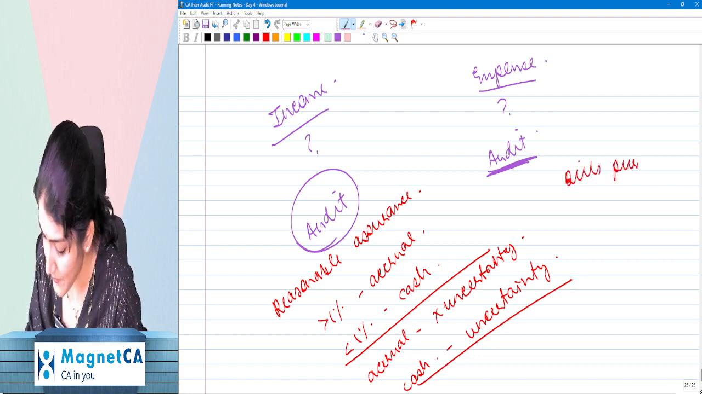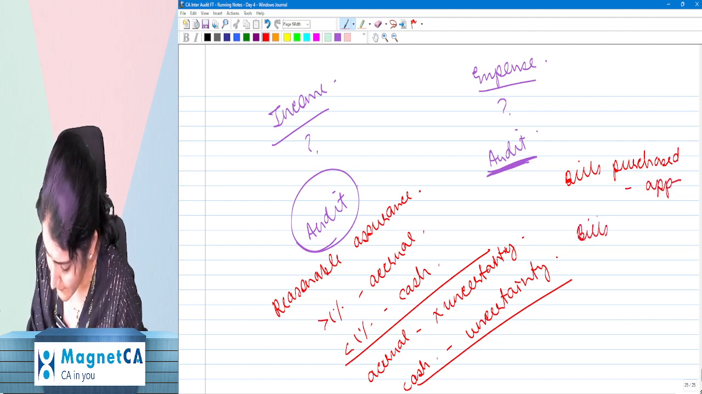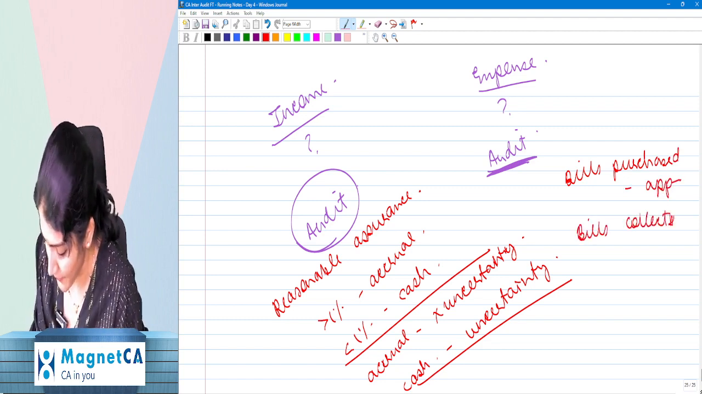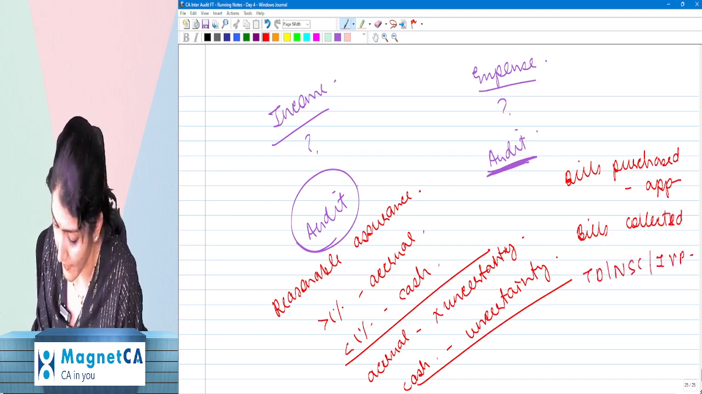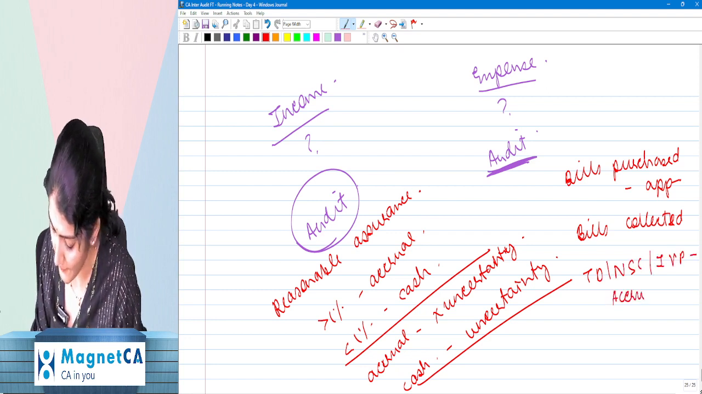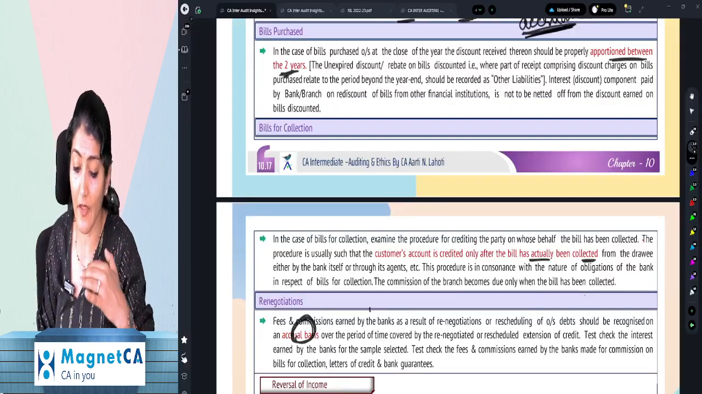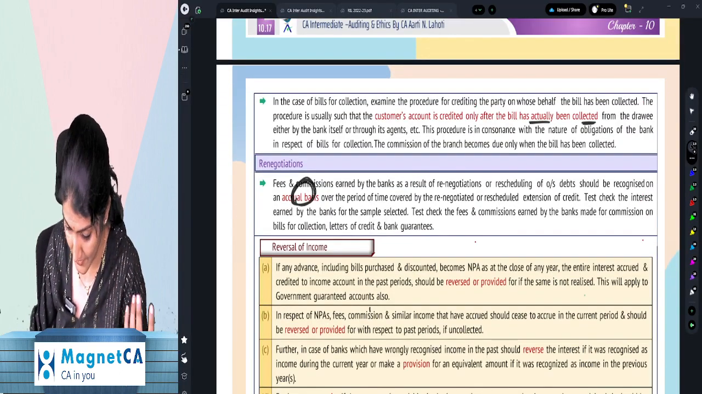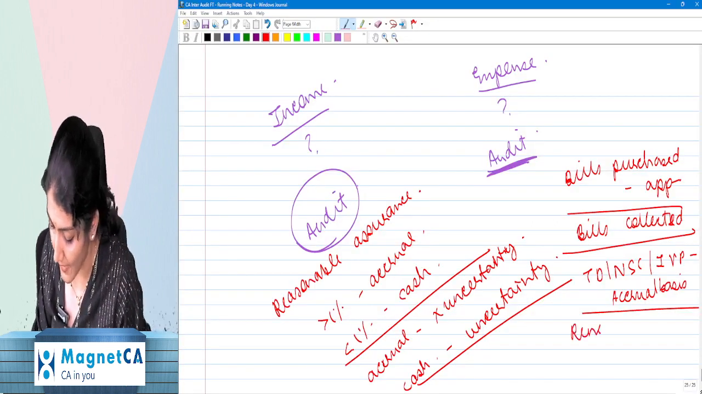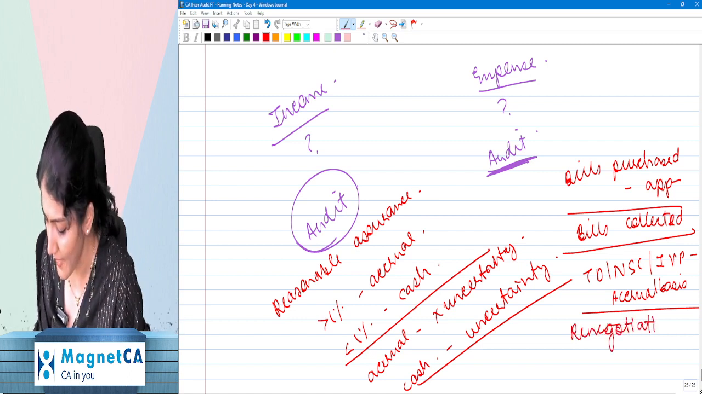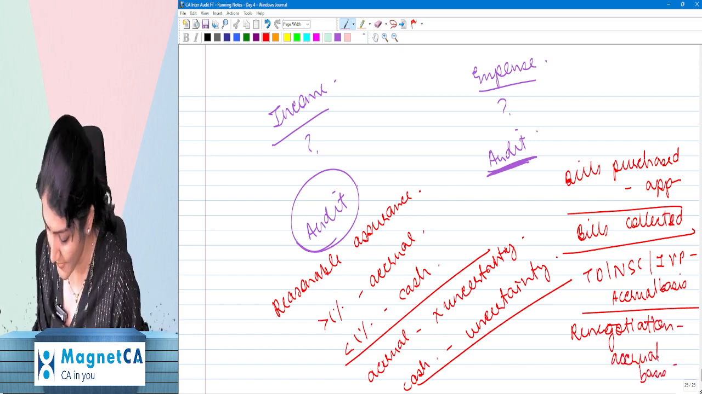Then bills purchased, what does it say? It has to be apportioned between the 2 years. Then bills collected, it says when the bills are collected. Then the 5 best friends, term deposits, NSC, IVP, KVP, it says the income can be recognized on the accrual basis on the due date, provided there is adequate margin which is available in the accounts, right? And when renegotiation of the loans has been done, and any fees, commission on the renegotiation, again what does it say? It is to be recognized on the accrual basis, right? Are you understanding this point?